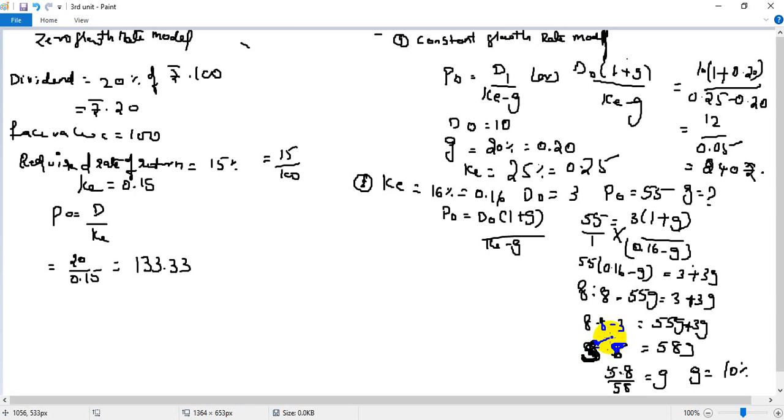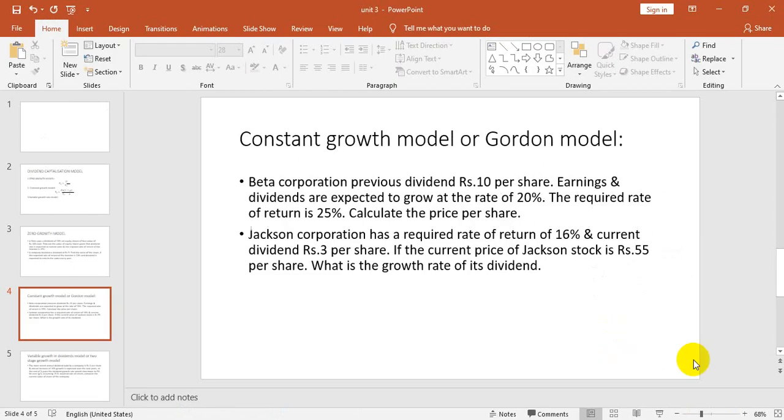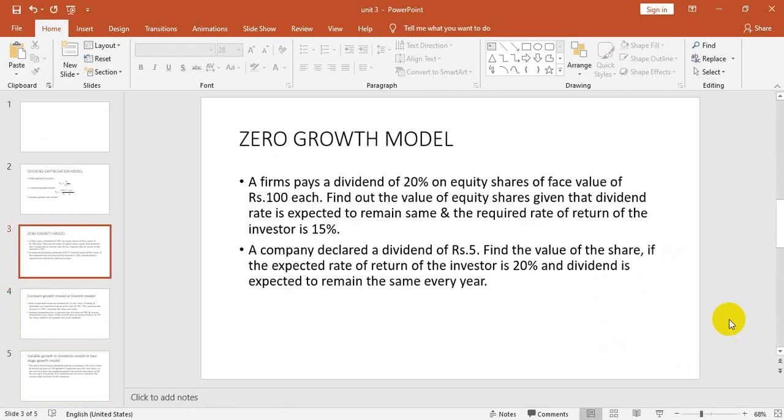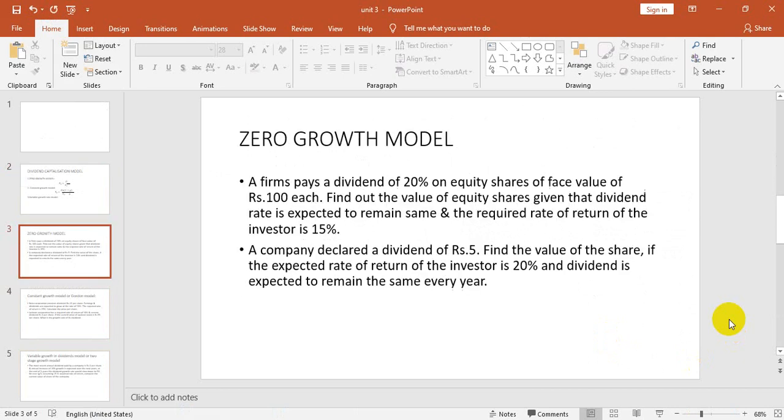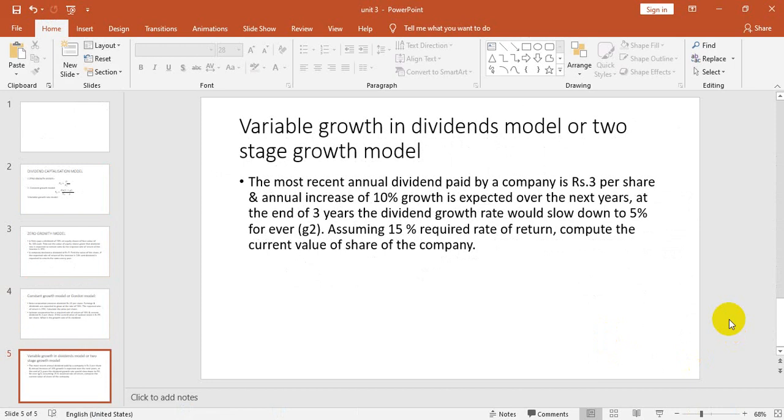So now let's check out another method, the variable growth rate model. The explanation part was here, but the formulas I'm going to do in the sheet. So this is the question. Let's check out the question. The most recent annual dividend paid by a company is rupees 3 per share, and an annual increase of 10% growth rate is expected over the next three years. At the end of the third year, the dividend growth rate would slow down to 5% forever, that is g2. Assuming 15% required rate of return, compute the current value of the share of the company.